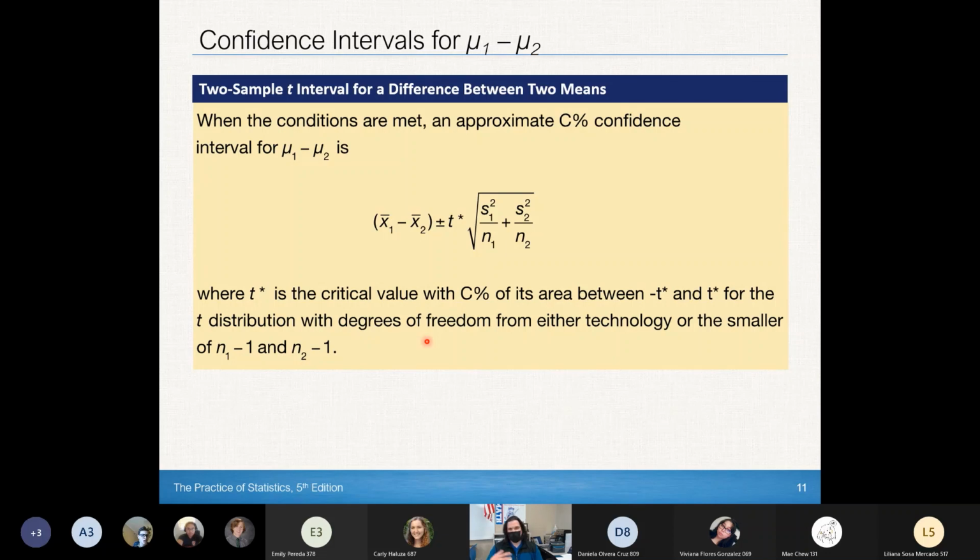And recall we find our t star value using table B, the degrees of freedom, and the confidence interval that we're looking for. So we're using the degrees of freedom column, and along the bottom, you have confidence interval percentages. And so you line those things up to get your t star.